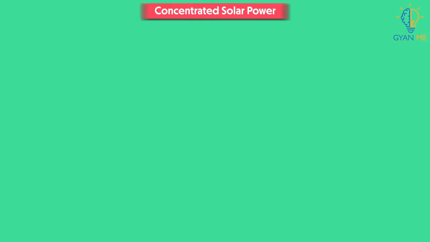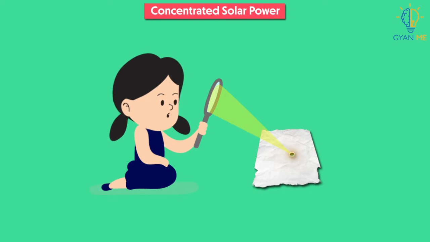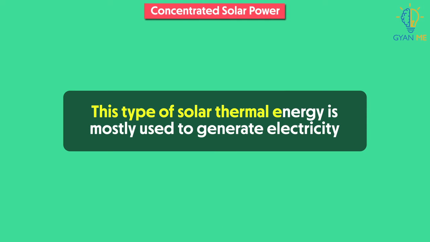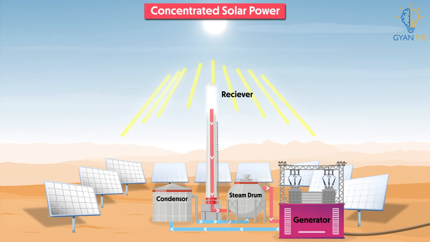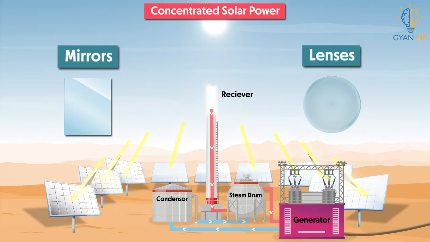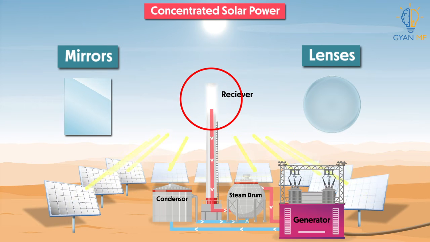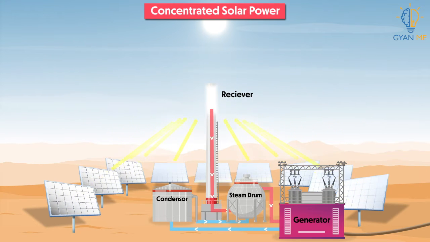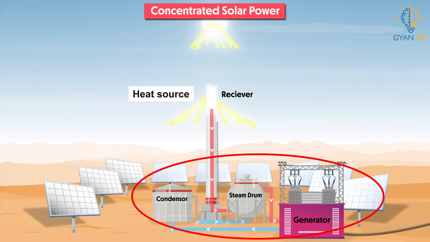Next is concentrated solar power. This type of solar thermal energy is mostly used to generate electricity. Now the name itself suggests we concentrate the incident or scattered solar energy to a small area. And for this, we use mirrors or lenses to concentrate a large area of sunlight into a small area. The concentrated light is then used as a heat source for a conventional power plant, also called solar thermoelectricity.